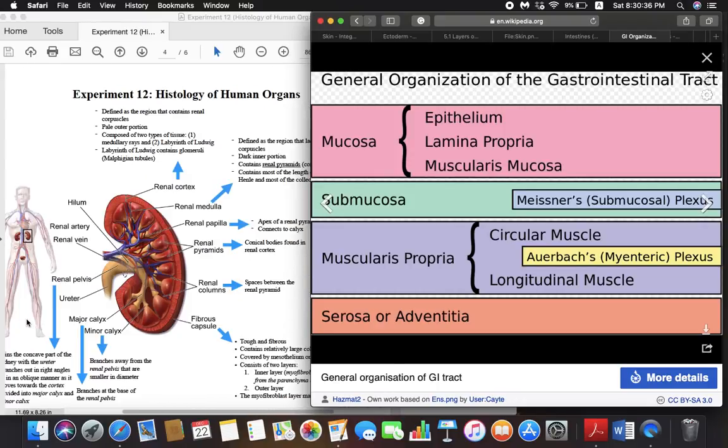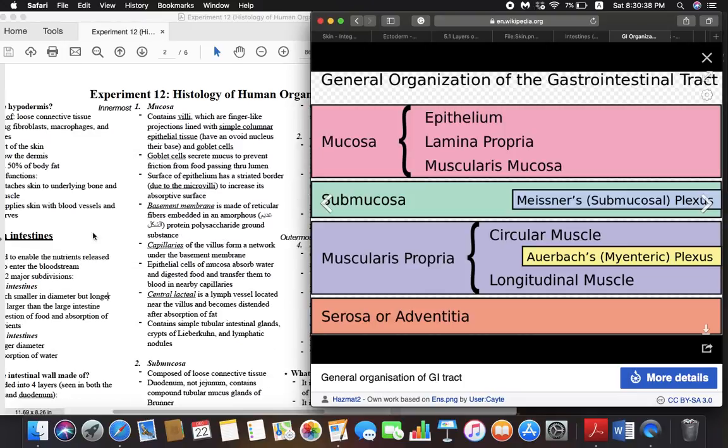First of all, we have the mucosa, the mucosal layer. The mucosa, we need to know that it contains the villi, which are finger-like projections lined with simple columnar epithelial tissue. We need to know this fact. It might come as a question in the exam. What type of tissue are the villi made of? In this case, it would be simple columnar epithelial tissue.